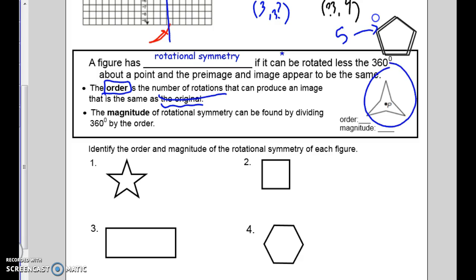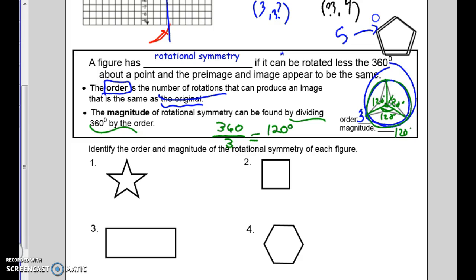Now with this shape right here, how many times can I rotate and make the exact same thing? I can rotate it to here, that would be 1. I can rotate it here, that would be 2. And I can rotate it to here, that would be 3. So my order would be 3. And then my magnitude is just, what have I found by dividing that by 360? So what's 360 divided by 3? That would be 120. What that means is, because I have this circle, from here to here, that would be 120 degrees. So my magnitude is 120 degrees.